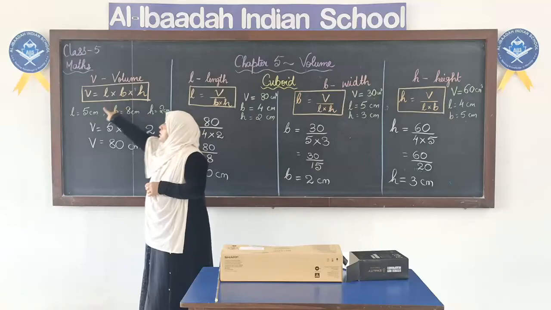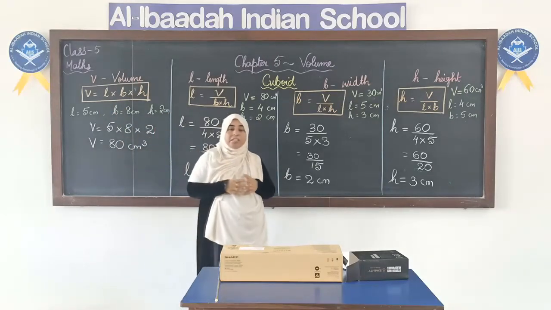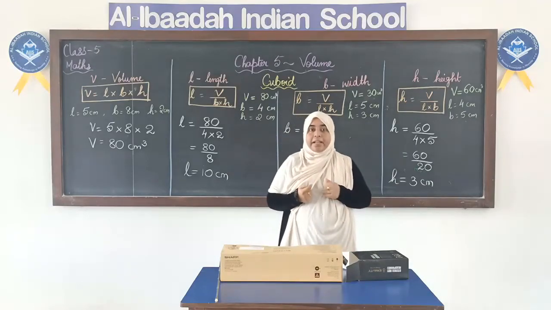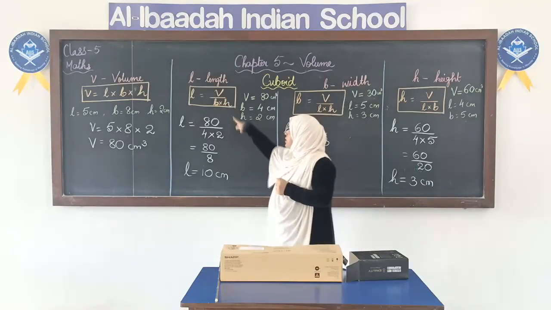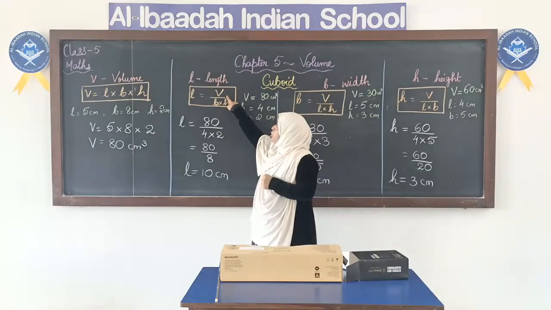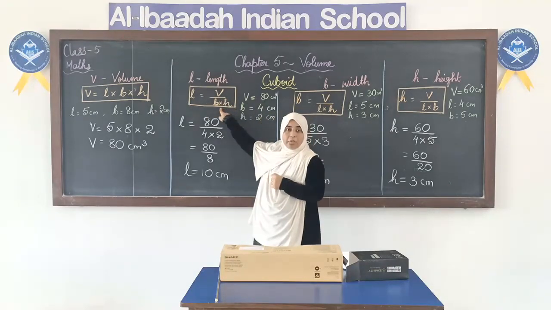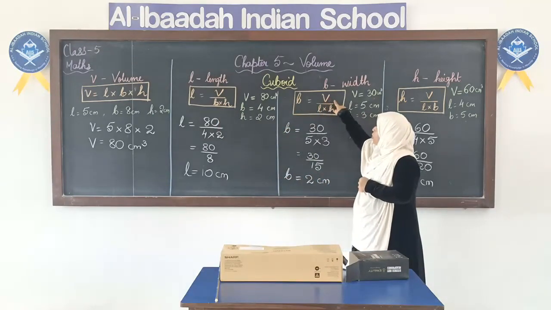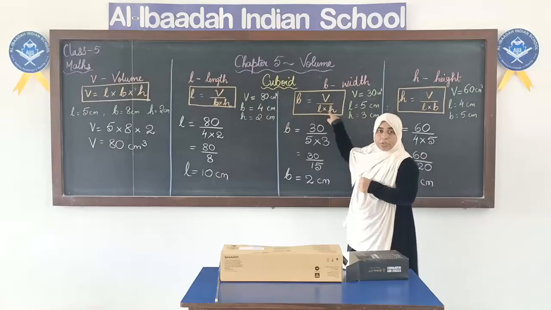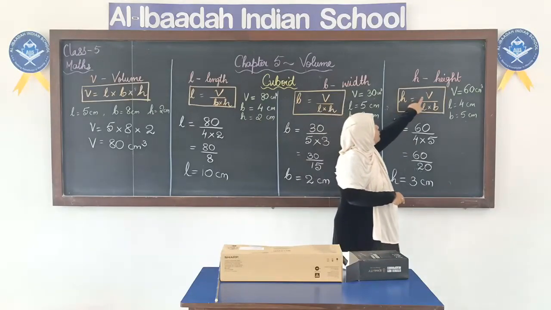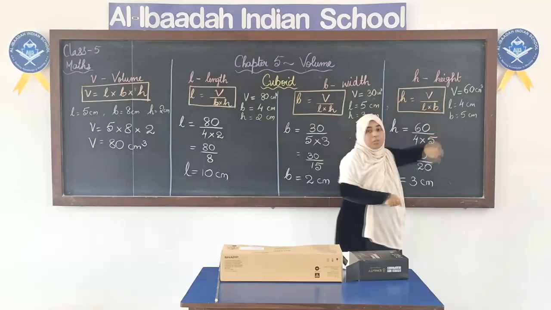Now if we know the volume, we can calculate the other three things like length, width or height using 3 different formulas. For length we have a formula where volume is divided by width into height. For width we have a formula where volume is divided by length into height, and for height we have a formula where volume is divided by length into width.